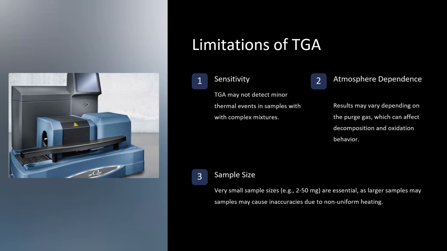There are some limitations of TGA. First is sensitivity. TGA may fail to identify minor thermal events in complex sample mixture. Second is atmosphere dependence. The result can be influenced by the purge gas used, which affects decomposition and oxidation pattern. Third is sample size. Accurate analysis requires small sample size, typically 2 to 50 mg, as larger sample may lead to error due to uneven heating.